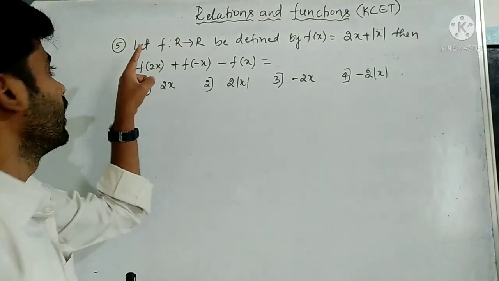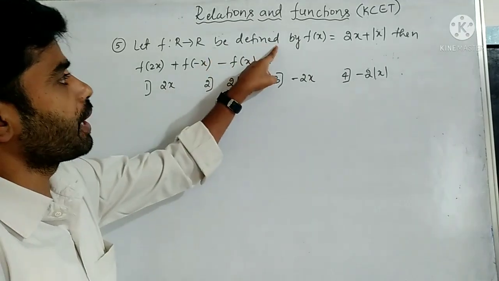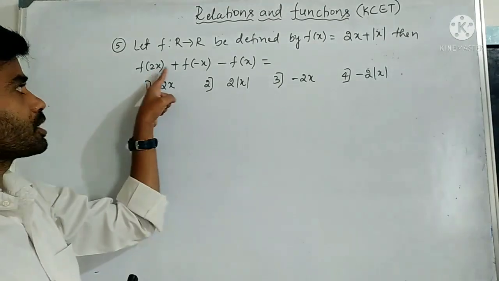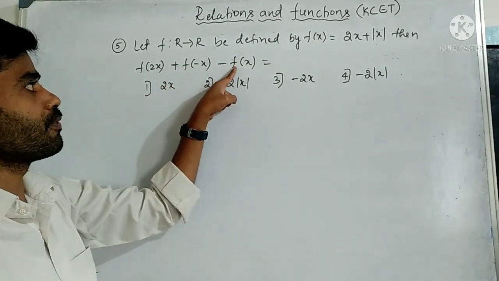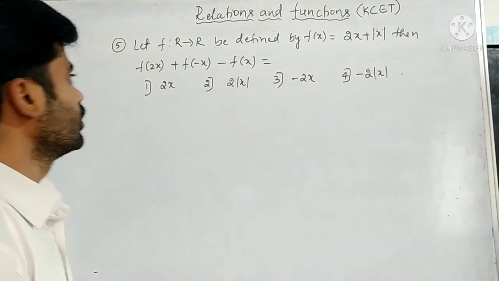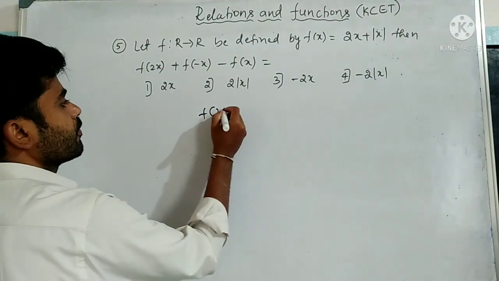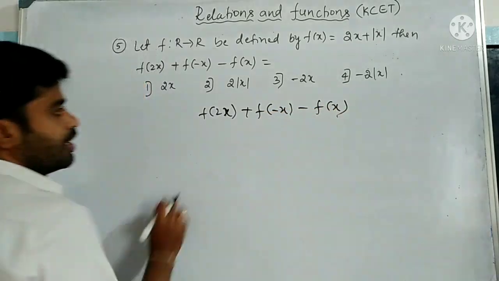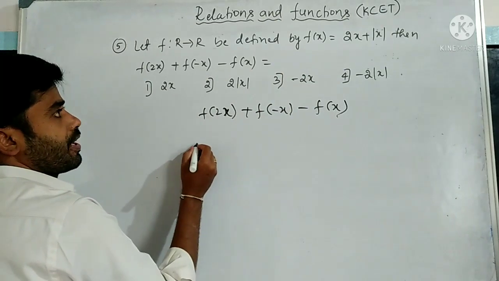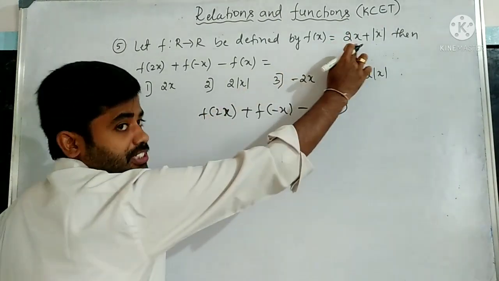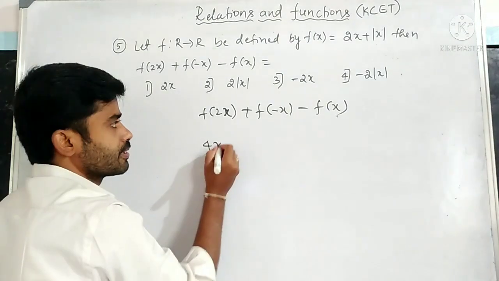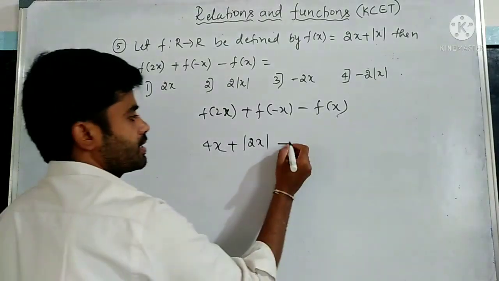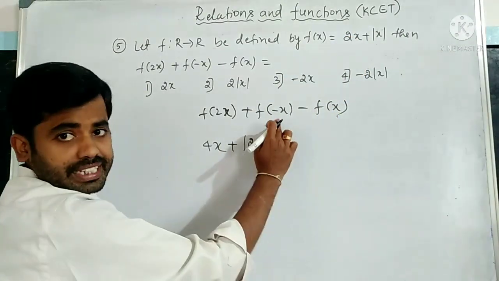Next question is that let f from R to R be defined by f of x is equal to 2x plus mod x. Then f of 2x plus f of minus x minus f of x is equal to what? They are asking. Now first f of 2x plus f of minus x minus f of x. f of 2x is nothing but in the place of x you have to fill 2x, that is 4x plus mod 2x, plus in the place of x, minus x.